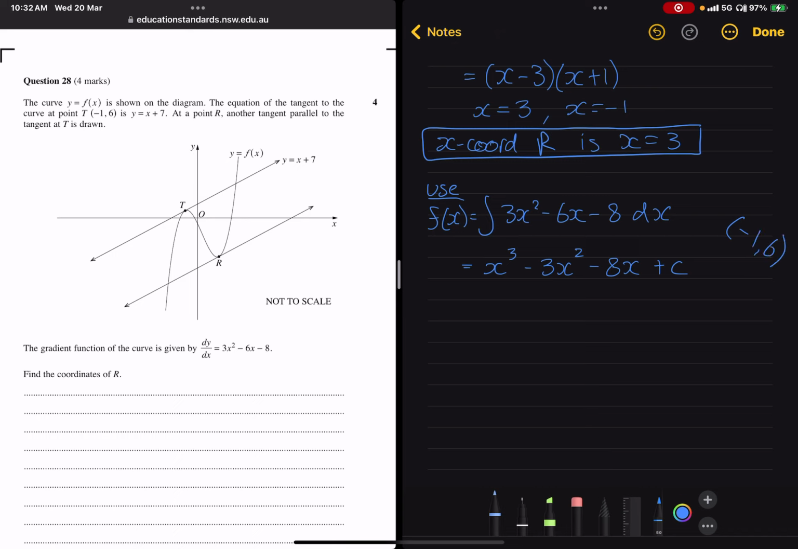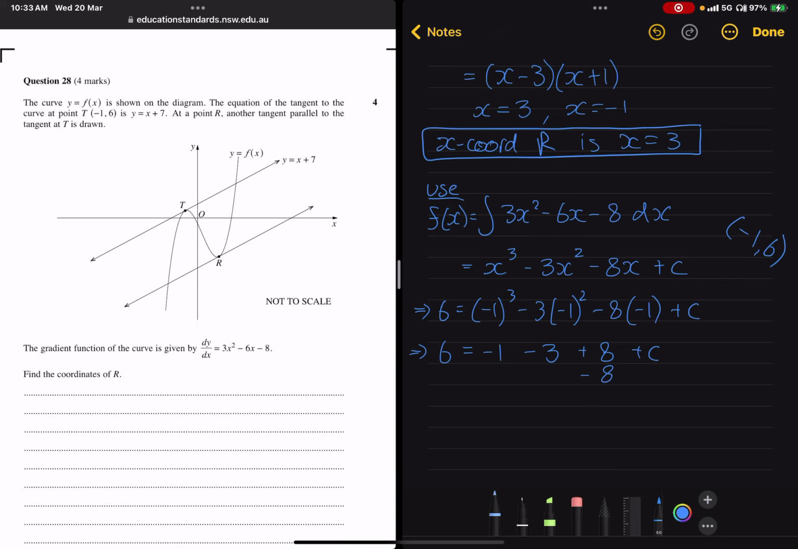Minus 1, 6 is a known point on this curve. This will help us find this constant. So this implies that 6 is equal to minus 1 cubed minus 3 times minus 1 squared minus 8 times minus 1 plus a constant. We get 6 is minus 1 minus 3 plus 8 plus c.